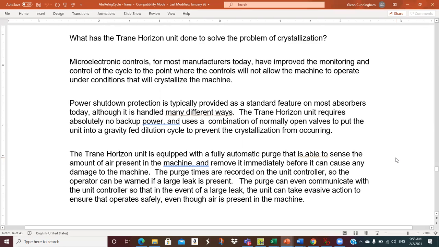The Trane Horizon unit is equipped with a fully automatic purge, able to sense the amount of air present in the machine and remove it immediately before it can cause any damage to the machine. Purge times are recorded on the unit controller, so the operator can be warned if a large leak is present. Purge can even communicate with the unit controller so that in the event of a large leak, the unit can take evasive action to ensure it operates safely. And so that control system these days can be configured to send a text or call somebody, or let somebody out there in the world know that there's a problem.